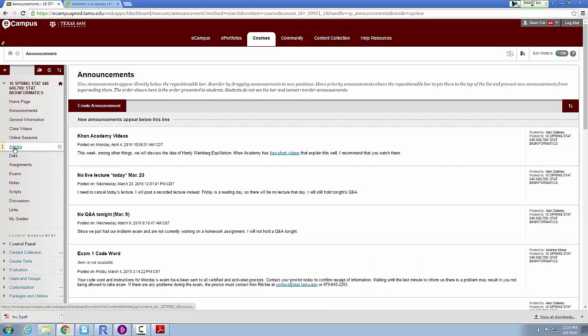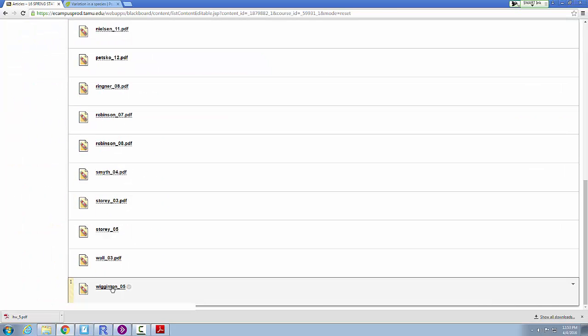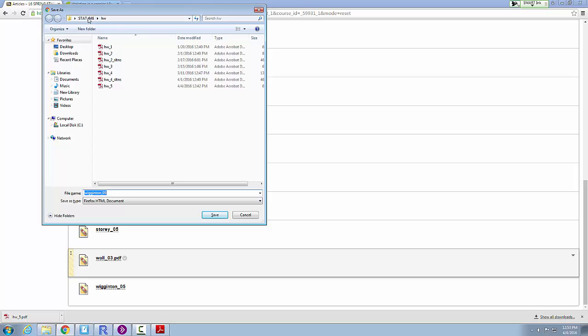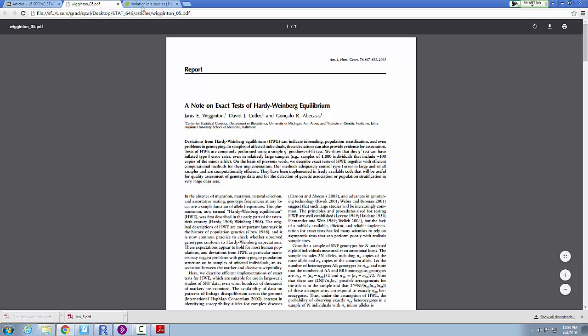I posted a couple of articles. In the homework, I refer to this paper, Wigginton 05. This paper gives the formula for computing the p-value for testing Hardy-Weinberg equilibrium. We'll talk through that probably on Wednesday, but if you want to go ahead and get started, look at this paper. I'll go ahead and show you the specific spot in the paper that you need.